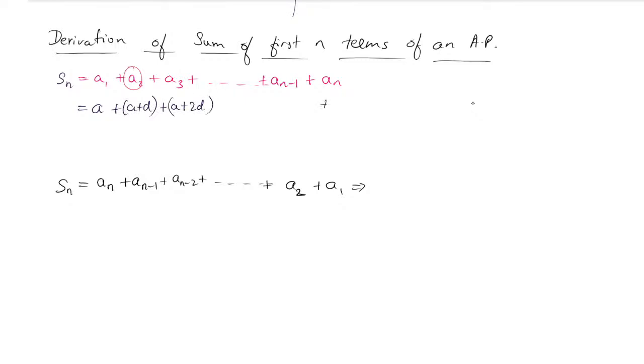Similarly, the last term An means what? A plus n minus 1 into D. Similarly An minus 1 is nothing but A plus n minus 2 into D. So like this way we can derive it. I hope you can understand this. No problem with this, yes, no? How it came? A3 is equal to A plus 2D, yes, not a problem. Similarly, we have below this one.